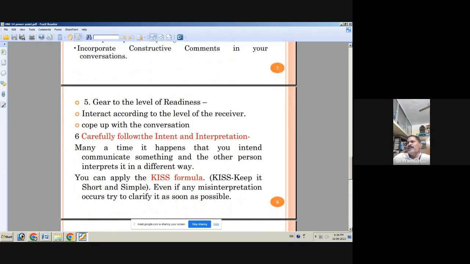Get to the level of readiness, that is, interact according to the level of the receiver. Suppose you know more, and the students have less capacity to understand, then you should come down to the level of the student and teach accordingly so that your teaching will be much more beneficial. So interact according to the level of the receiver and try to cope with the conversation.